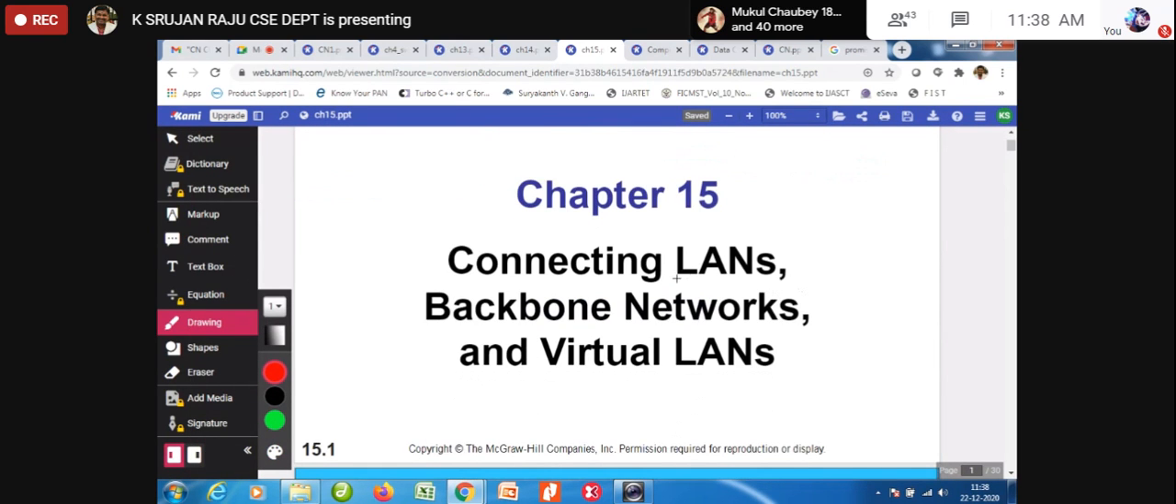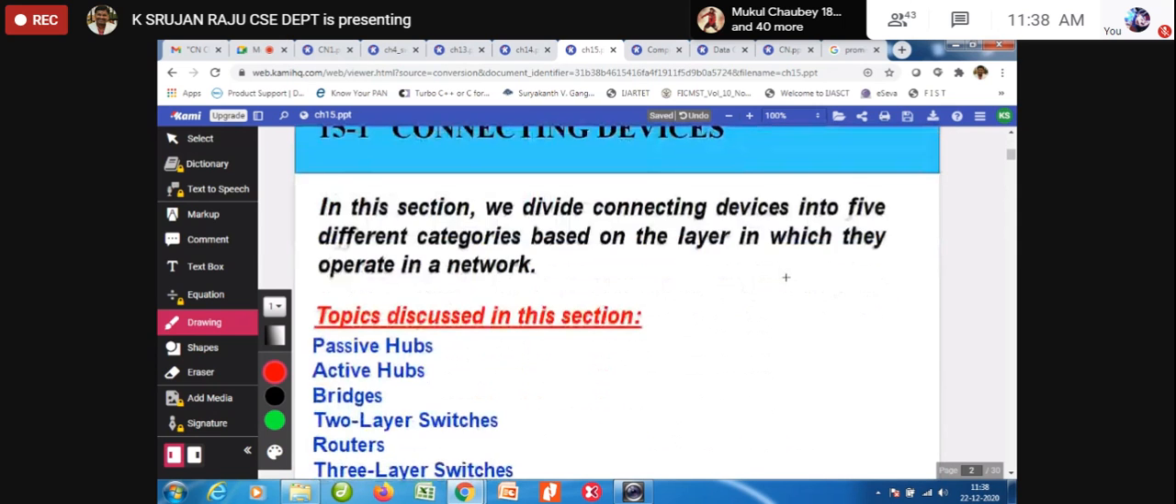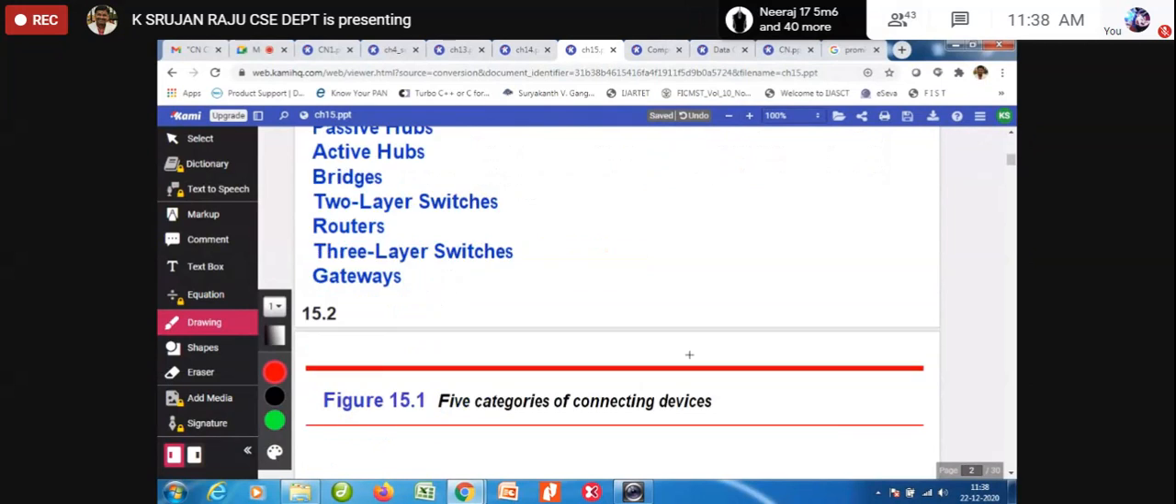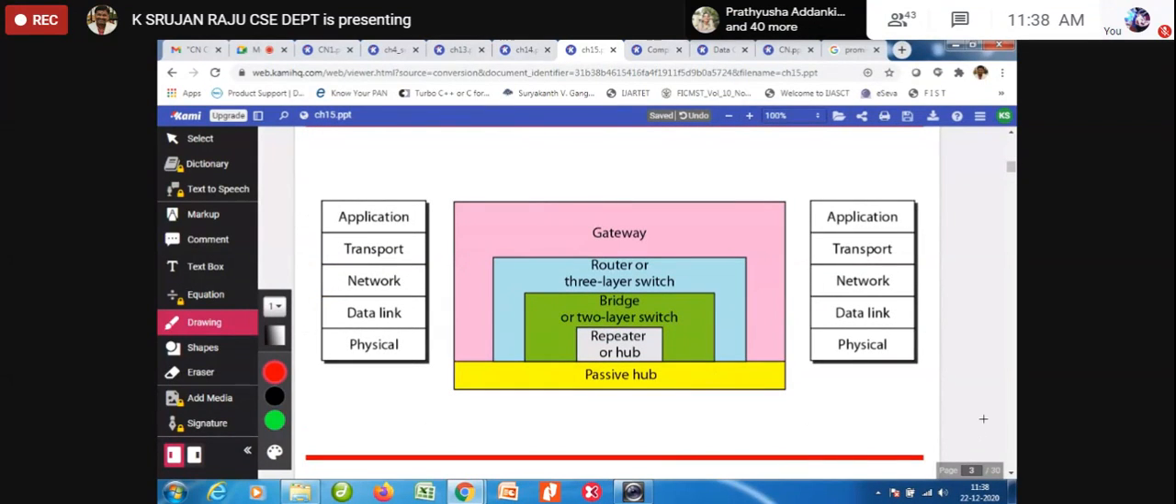So how are you going to connect these particular LANs? When you look at that, we are going to have passive hubs, active hubs, bridges, and all those particular things. So everyone, please take a snapshot of this, or keep it in your mind for later discussions.